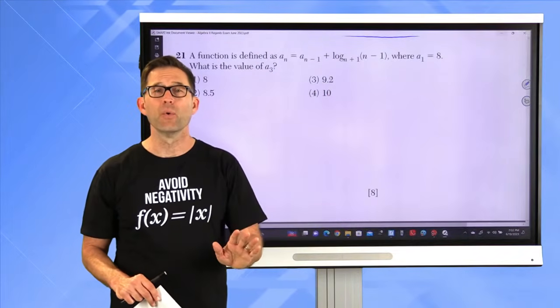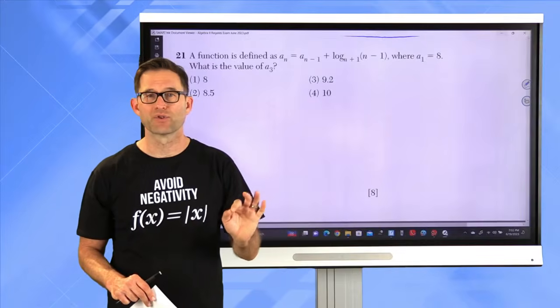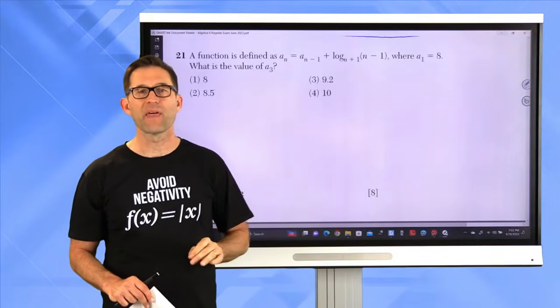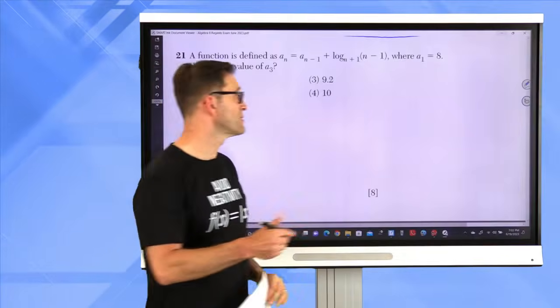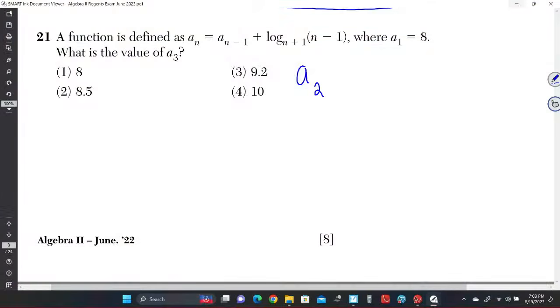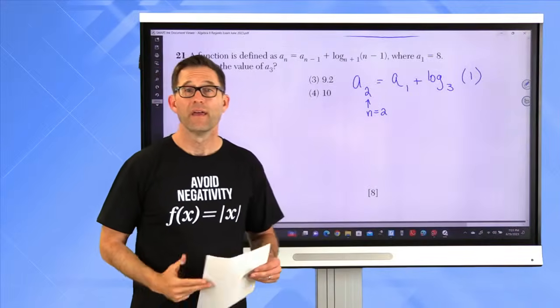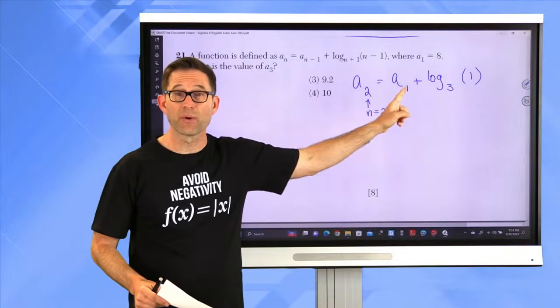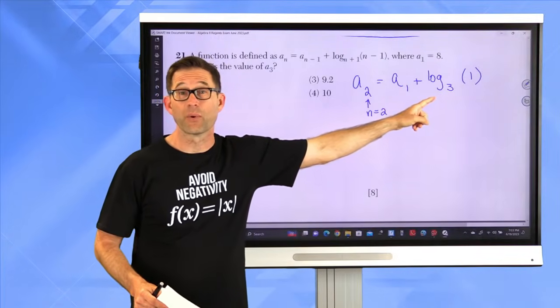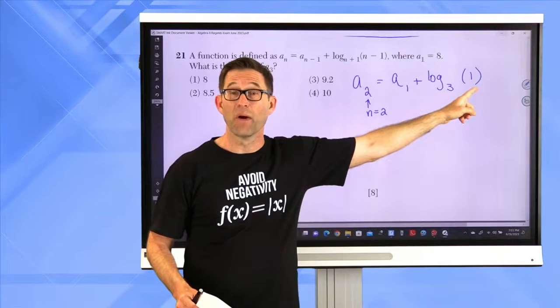Now, all we have to do is be careful about our subscripts. We want a3, and we can't get that before first finding a2. So let's write down what a2 should be. a2, now again, that's n equals 2, is equal to a of n equals 2 minus 1, so that's a1, plus log base n plus 1, that should be 3, of n minus 1, which is 1. So again, if n is 2, then that subscript is 1, that subscript is 3, and then that is 2 minus 1, which is 1.